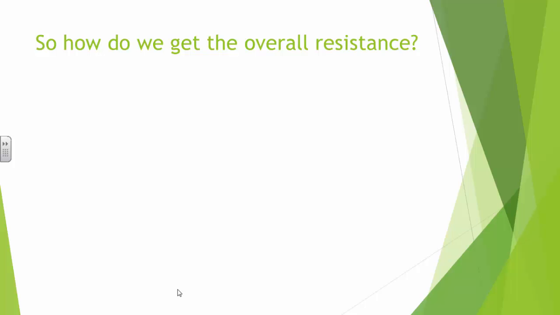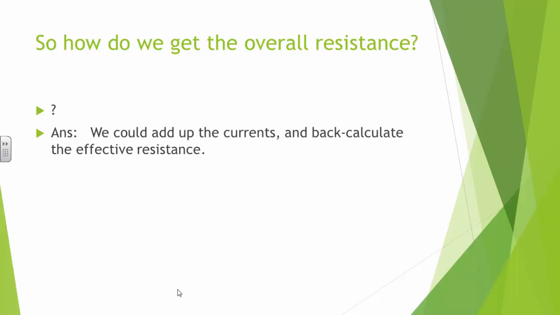Now you might ask yourself, wait, can we get the overall resistance of a circuit that has parallel resistors? And I'd invite you to think about that for a second. What's the answer to that question? Well, you might have answered, sure, we can get the overall resistance. We can add up the currents for each one of the resistors, and then based on the total current, back calculate the effective resistance. But there's an easier way.